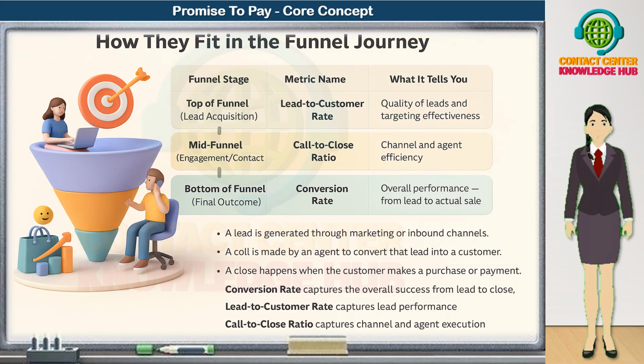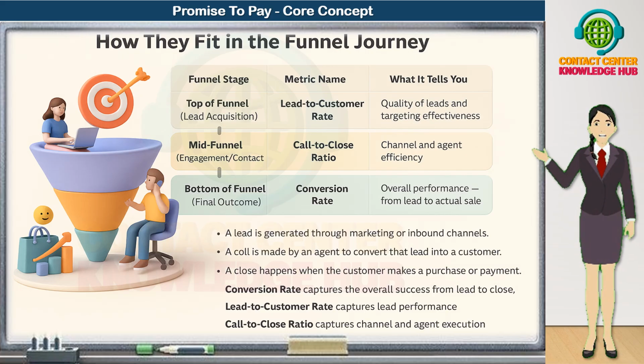Conversion rate captures the overall success from lead to close. Lead to customer rate captures lead quality and targeting performance. Call to close ratio captures channel and agent execution. By analyzing these three metrics together, leaders can pinpoint exactly where the funnel is strong and where it's leaking.